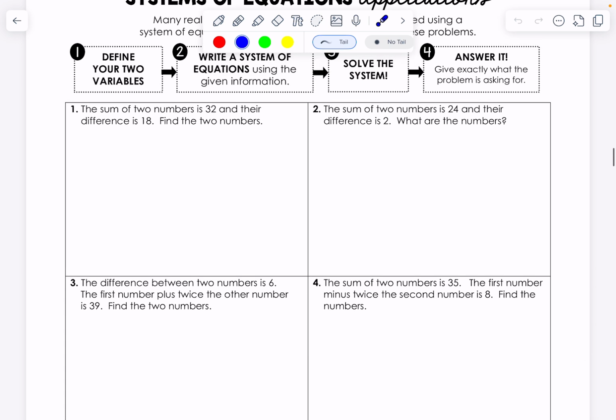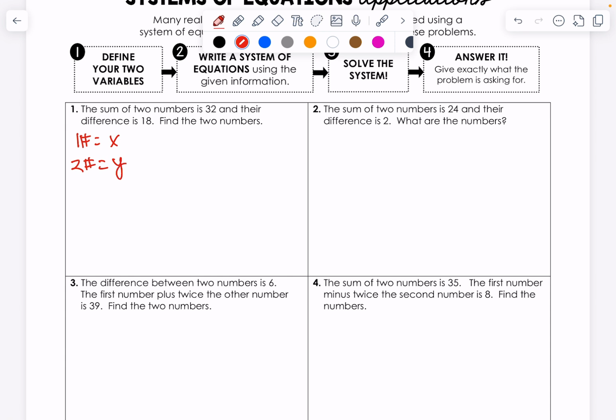And it asks, the sum of 2 numbers is 32, and their difference is 18. Find the 2 numbers. So, like the problem says, we need to define our 2 variables. Let's consider we have 2 numbers. Let's say our first number is x and our second number is y. So I have 2 numbers, x and y.